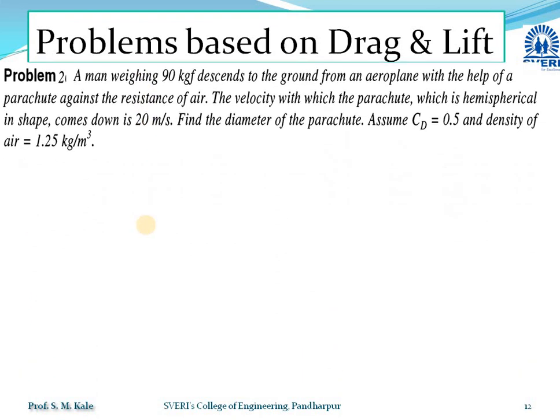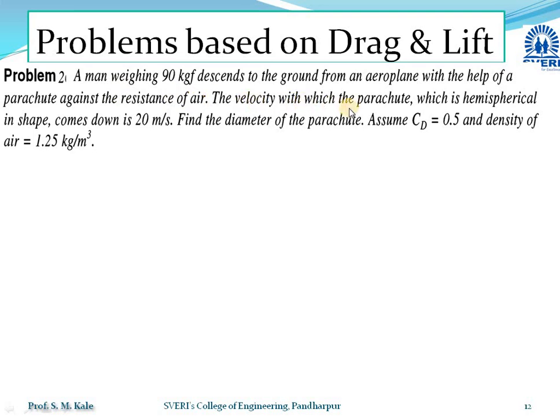The problem statement of the second problem: a man having weight 90 kg force descends to the ground from an aeroplane with the help of a parachute against the resistance of air. So this is a real life problem. There is one man whose weight is 90 kg force, who descends to the ground from the aeroplane with the help of a parachute against the resistance of air.